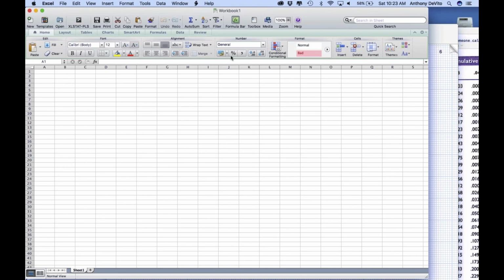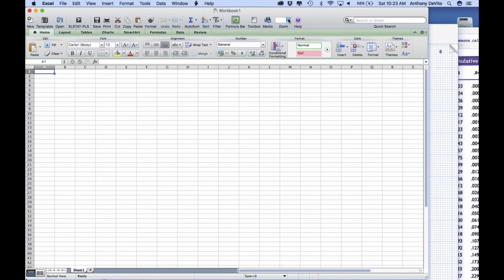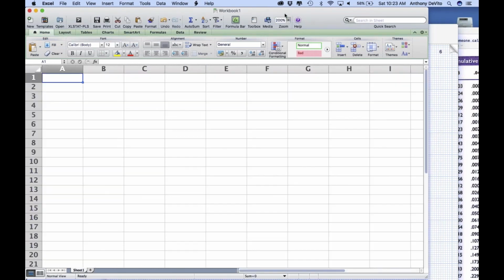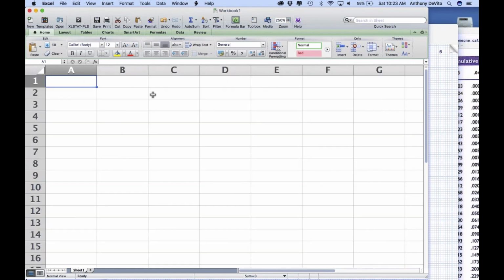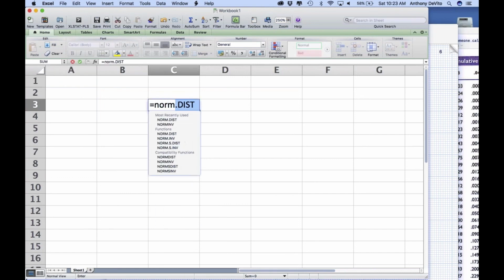Okay, and let me blow this up so we can actually see it. Actually, I'm going to go even a little bit bigger. Okay, so there are several functions in Excel that can help us out here. One of these functions is NORM.S.DIST. Now, when I hit the open parenthesis, it's going to give me some help with this function. It's asking me for the z-score, right? You can see it says z in there. It's waiting for the z-score.